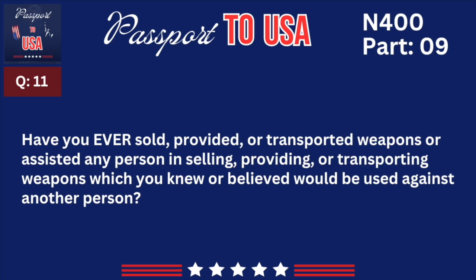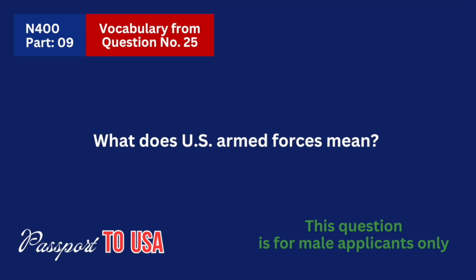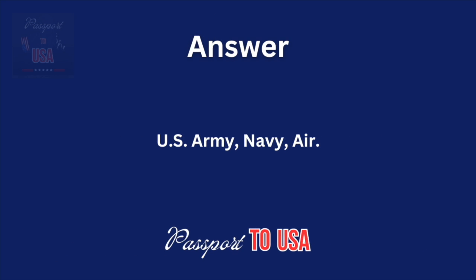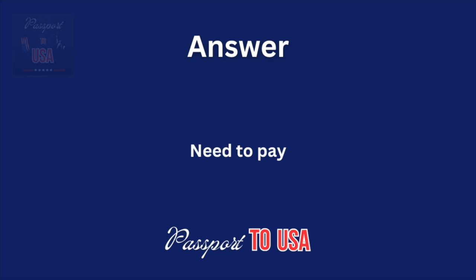Have you ever sold, provided, or transported weapons, or assisted any person in selling, providing, or transporting weapons which you knew or believed would be used against another person? No. What does U.S. Armed Forces mean? U.S. Army, Navy, Air. Define owe. Need to pay.